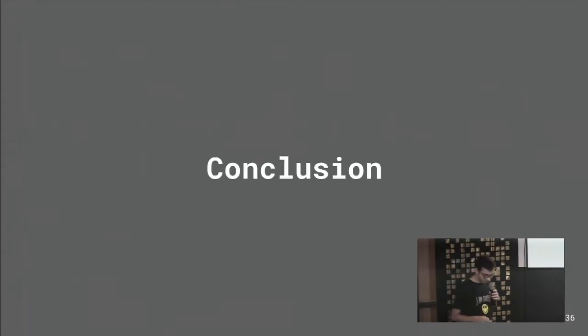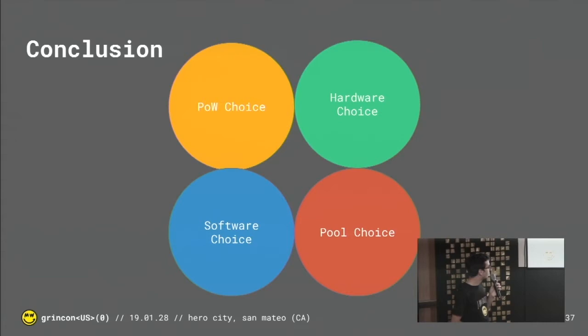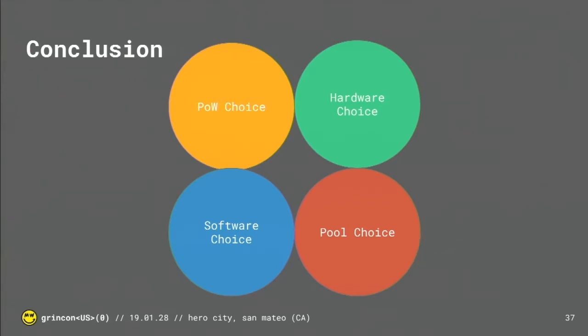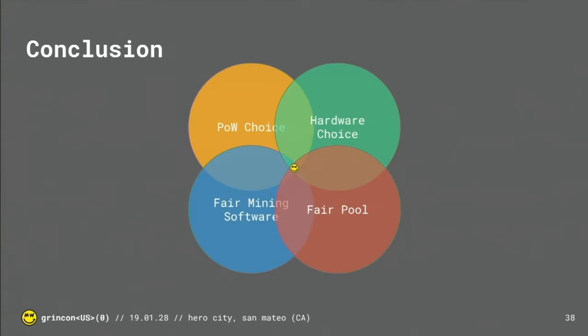So we are reaching the conclusion here. As I was saying, there are two parts: the proof of work choice, with hardware choice and software choice, and the pool choice. What is really hard for me to tell you right now is which proof of work and hardware choice are the best in the future. I can tell you to choose a fair mining software that gives back to the Grin Development Fund, and to choose a fair pool in order to maximize your investment in Grin. Thank you.